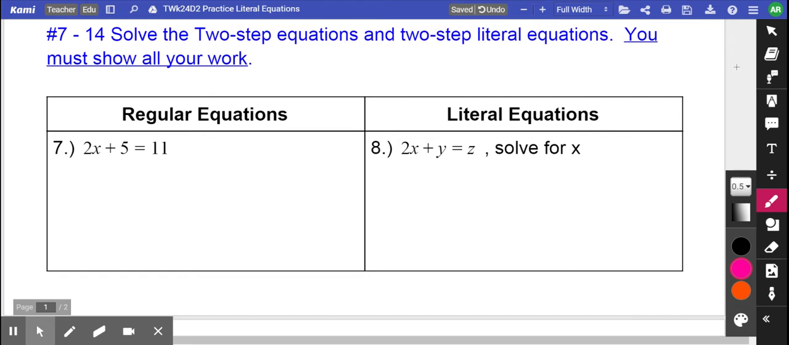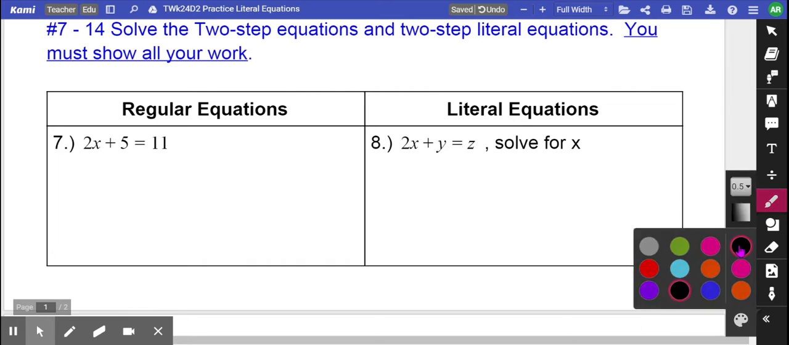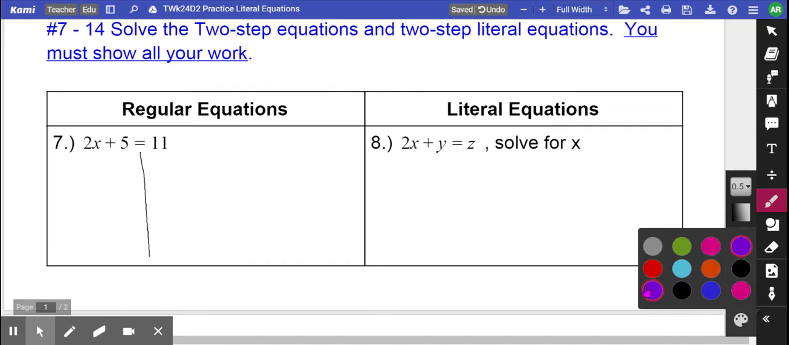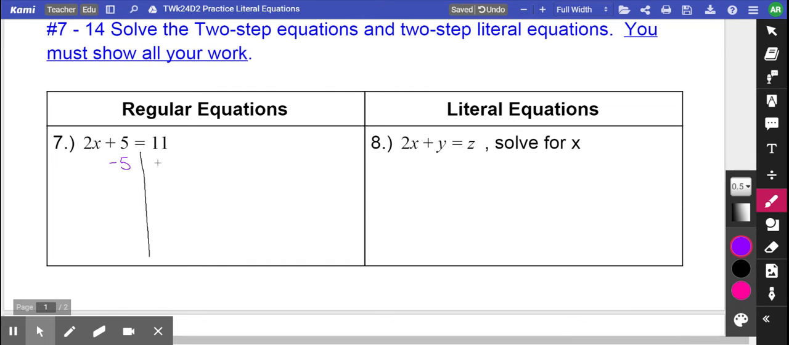Number 7. Okay, now we're starting with some 2 steps. That means you need to do 2 solving steps. So we have 2x plus 5 equals 11. First step here is going to be subtract 5. You always want to see if there's something you can add or subtract first. Sometimes you won't be able to do that step first, so just be careful.